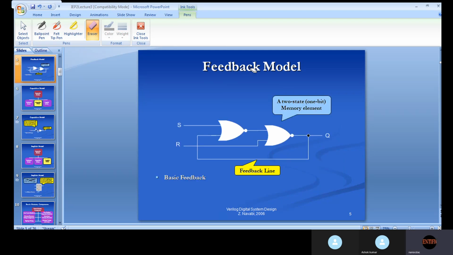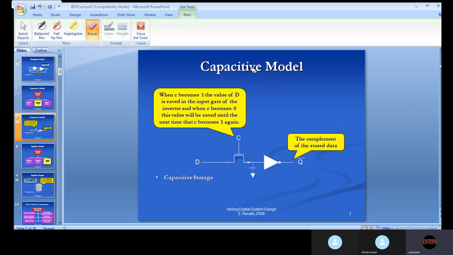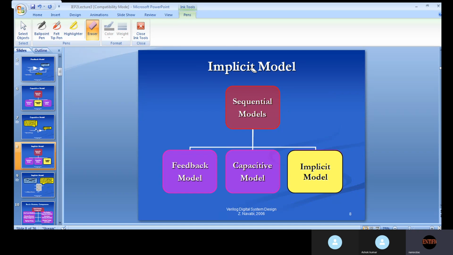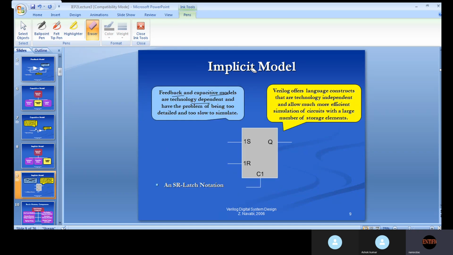The feedback model is also technology dependent. When you are scaling down repeatedly, it may also not work out. They are technology dependent, with the problem of being too detailed and too slow to simulate.